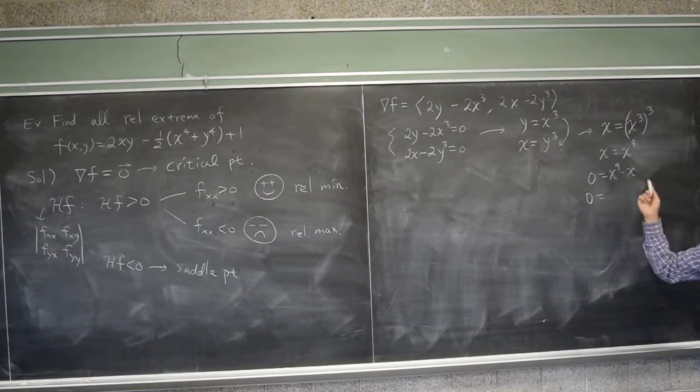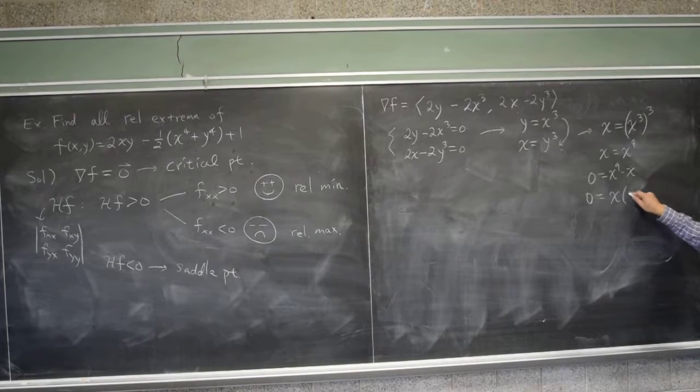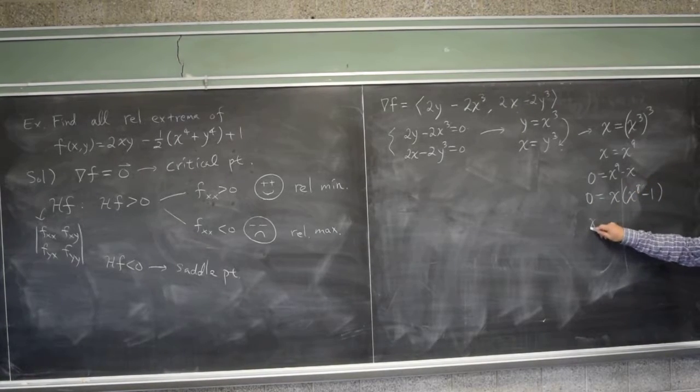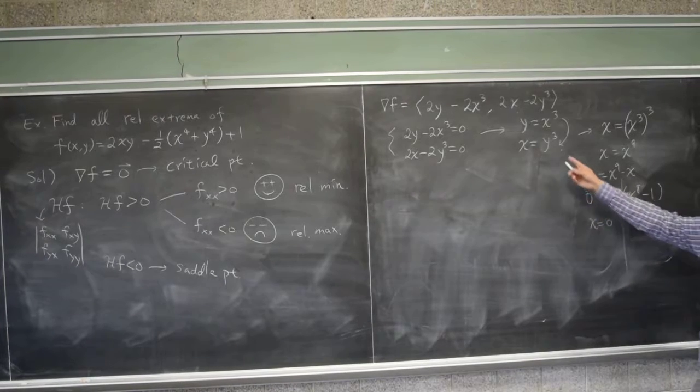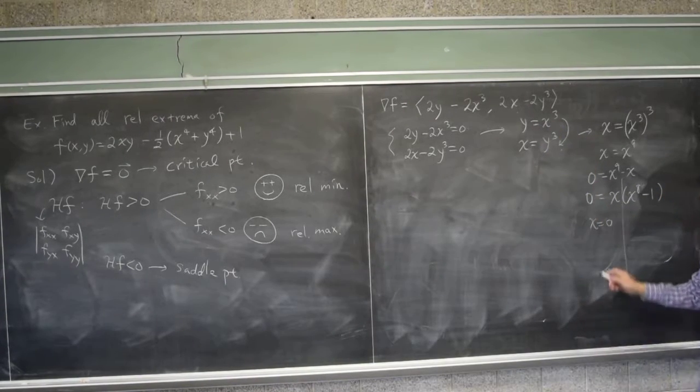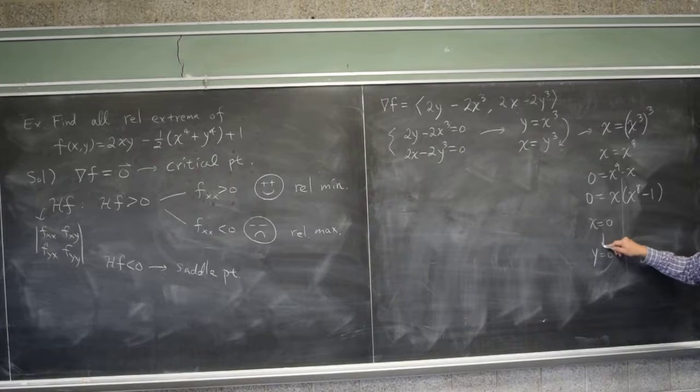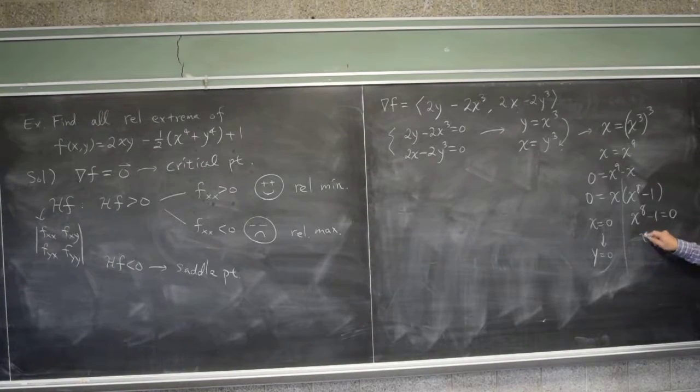Because they both have x in there, I can factor the x out, and I get x times (x to the 8th minus 1). So for this to work, either x is 0, which we already knew. In that case, because y is x cubed, y will also be 0. Or x to the 8th minus 1 will be 0. Now let's see what this means. x to the 8th minus 1 equal to 0 will mean x to the 8th is equal to 1.